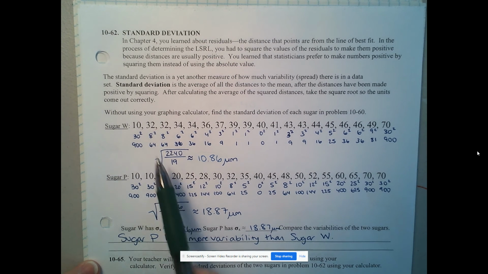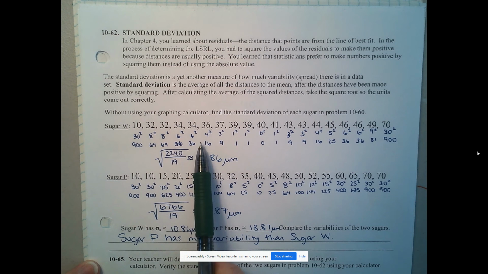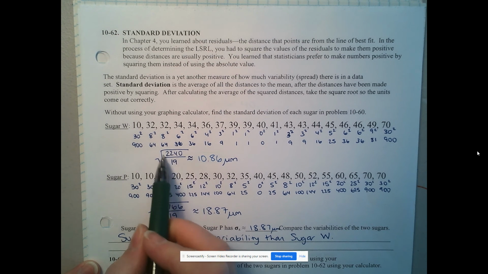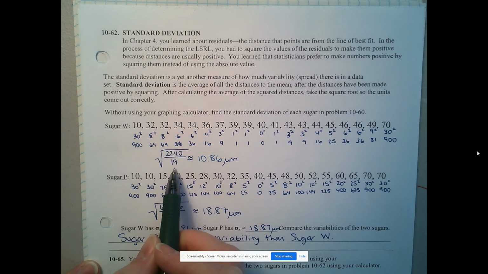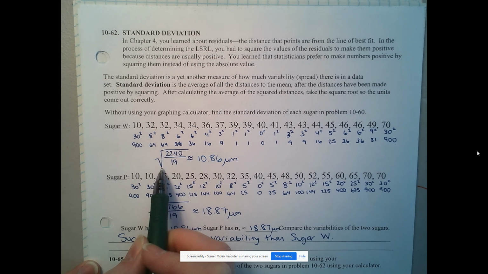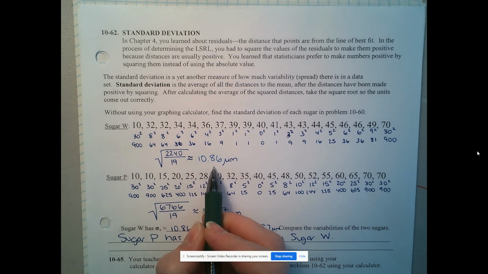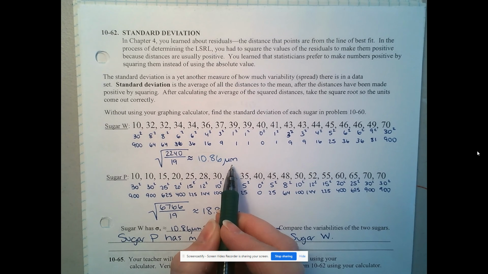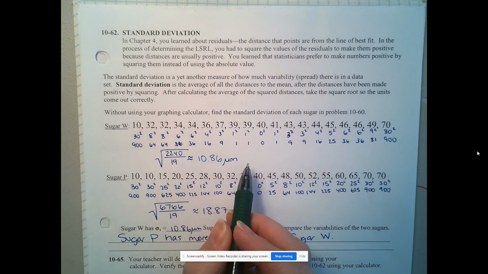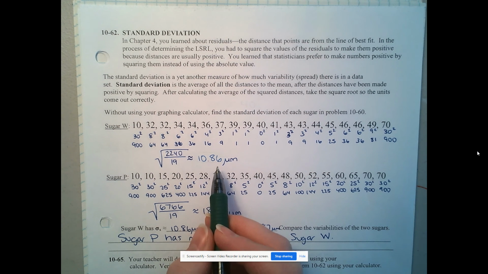But what we have is every number's distance from the mean. We squared it. We added them together. And then that's our 2,240. We divided by 19 because there were 19 numbers in the data set. And last, we took the square root to counter the fact that we squared them in the beginning. So we would say that 10.86 micrometers is the standard deviation. So any given number in the set is on average 10.86 micrometers away from the mean.